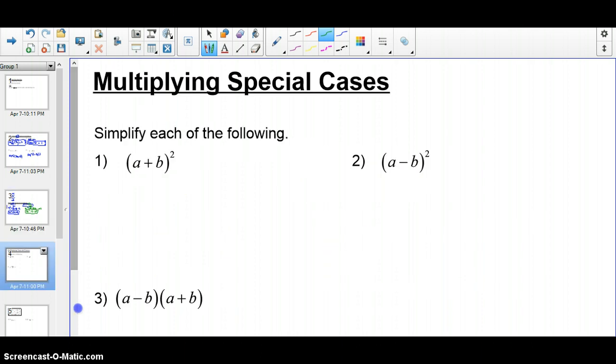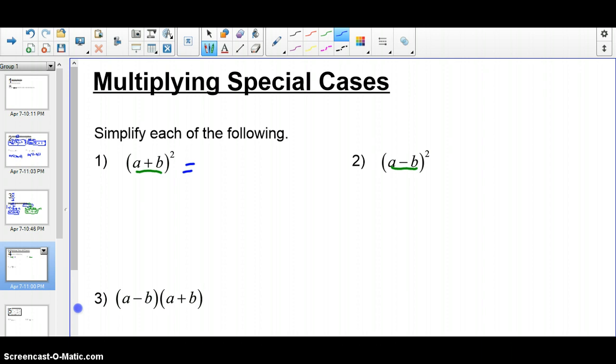All right, let's move on to some special cases. So we're not going to learn anything like shortcuts at all today. We're just going to learn a couple patterns, notice a few things. So when you have some binomial, in this case a plus b, and you square it, something special happens and there's a pattern. When you have this binomial a minus b and you square it, there's a pattern to that. So let's go through and find the pattern.